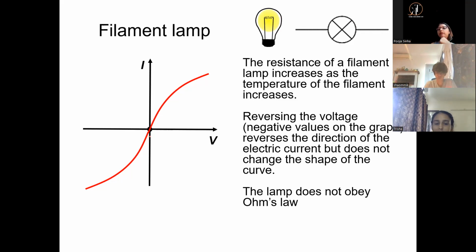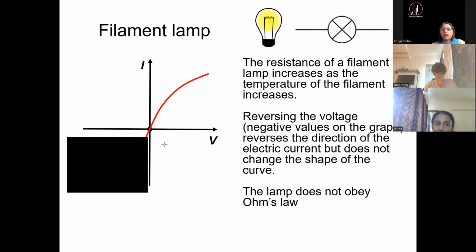Reversing the voltage: if we reverse the voltage, turn the battery around. Reversing the voltage, negative values in the graphs reverses the direction of the electric current but does not change the shape of the curve. So if you observe, let me just hide this part for now. What kind of curve do we see? It's a curve, right? We see that it's a curve, not a straight line. Doesn't obey Ohm's law.